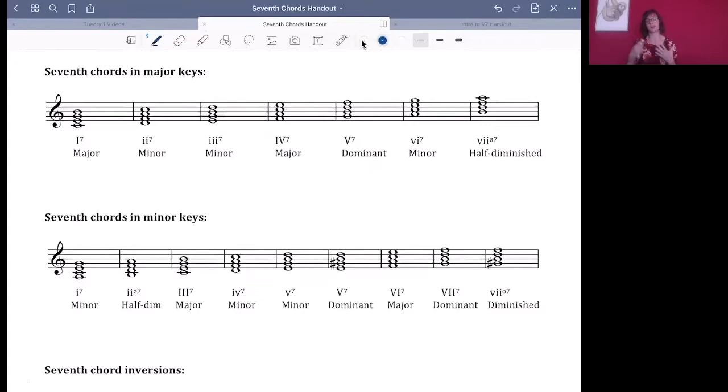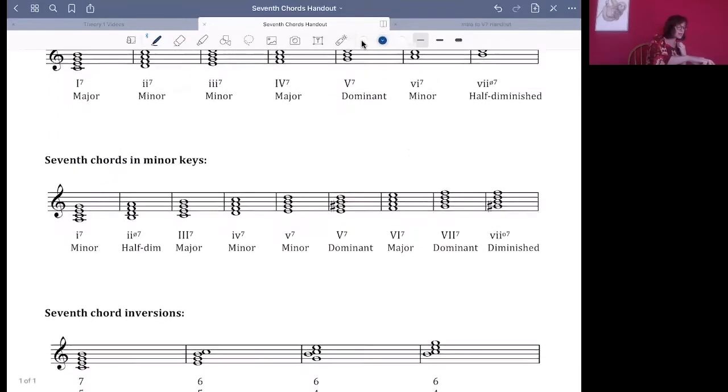So I don't care if you're in C major or A major or C flat major, your 4/7 is always going to be a major 7 chord. Your 6/7 is always going to be a minor 7 chord. That's just going to hold true for every major and minor key.